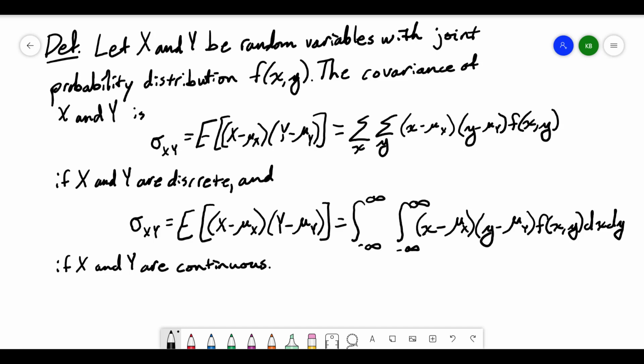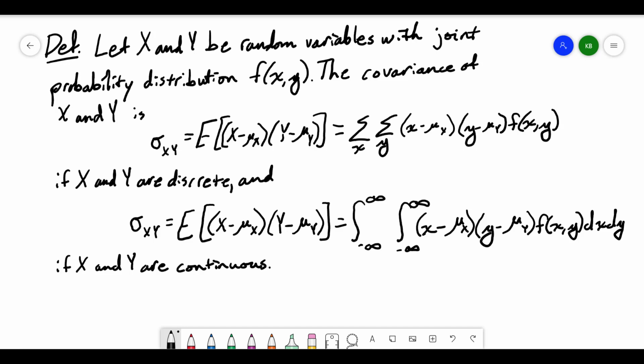Now, when we have a joint probability distribution with two random variables, x and y, instead of talking about the variance, we talk about the covariance of x and y. And we calculate this by taking the sum over all the possible values of x and the sum over all the possible values of y of the product of the differences of x and the mean of x and y and the mean of y, all multiplied times the joint probability distribution value at the point x, y. Similarly, if our random variables are continuous, we're going to integrate over both x and y, that same product.